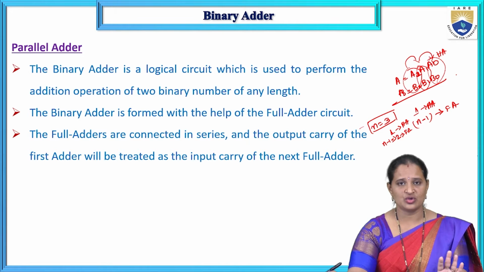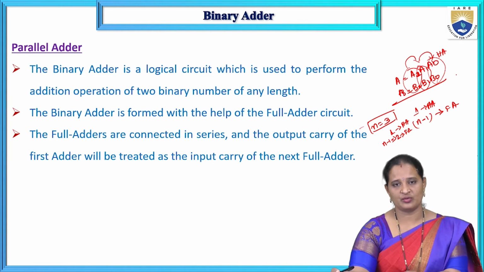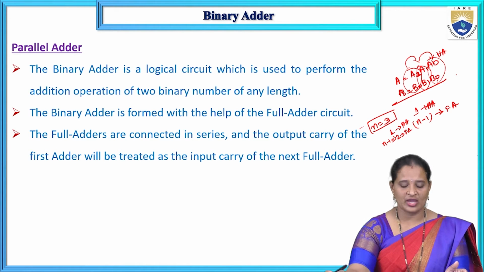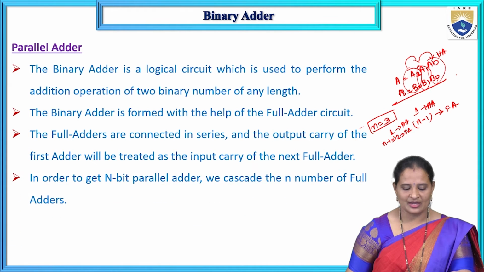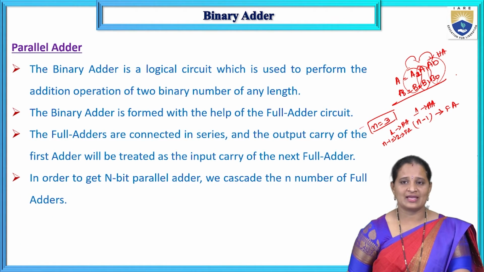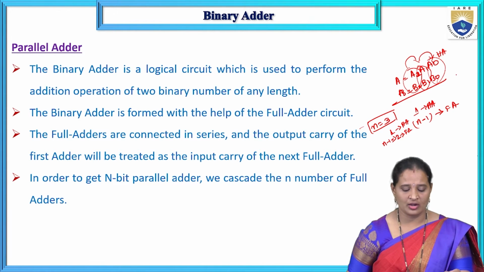So either I can use all the full adders, or I can use 1 half adder for performing the addition of 2 LSBs and the remaining n-1 full adders. Okay, so this is a parallel adder. In order to get a parallel adder circuit, we need to cascade n number of full adders, where n is the number of bits in each number, either A or B.